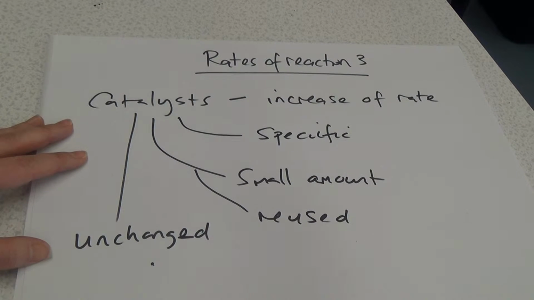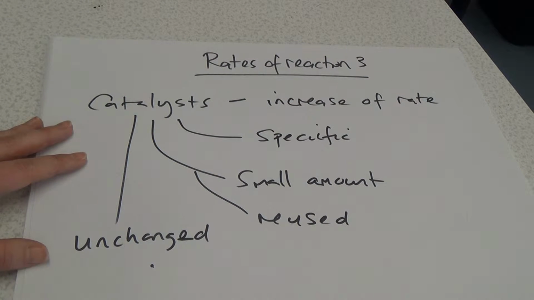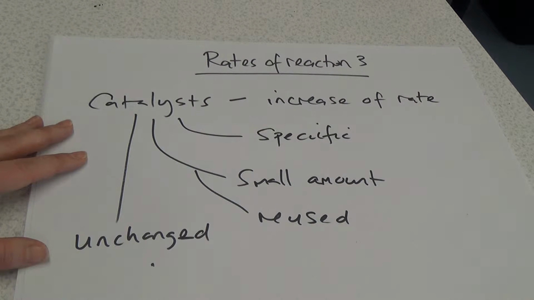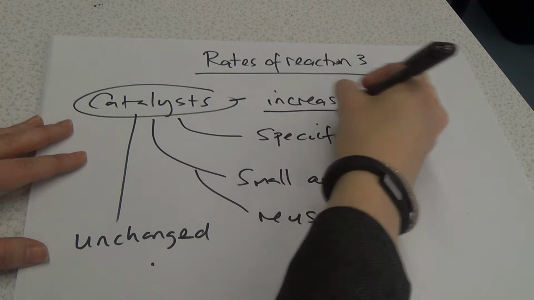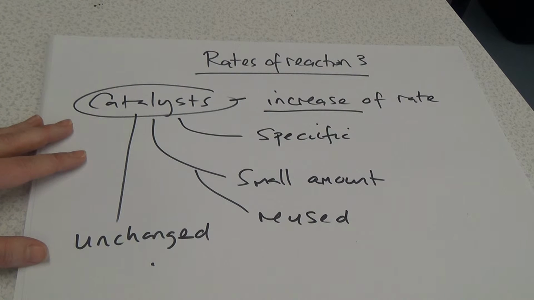Okay, this section links to rates of reaction 3, looking at two factors, catalysts and surface area. Catalysts are chemicals that basically increase the rate of a chemical reaction, and they're very, very useful to industry. The key thing about increasing rate is that if you use a catalyst, you maybe don't have to have the temperature as high as you would necessarily need in order to make the reaction proceed at a fast enough rate.